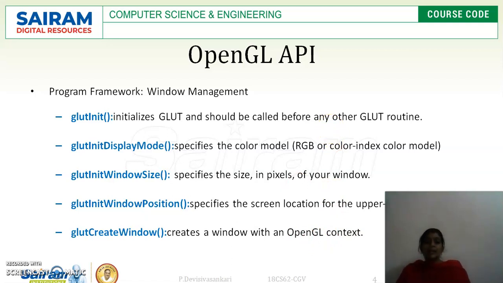Next, glutInitDisplayMode is used to specify the color model, as I told you, whether it is the RGB color model or the index color model. The window size is used to specify the number of pixels of our window, whether it is 500 by 700 or 1024 by 764, whatever it is. And the window position is used to specify the location of the upper left corner.